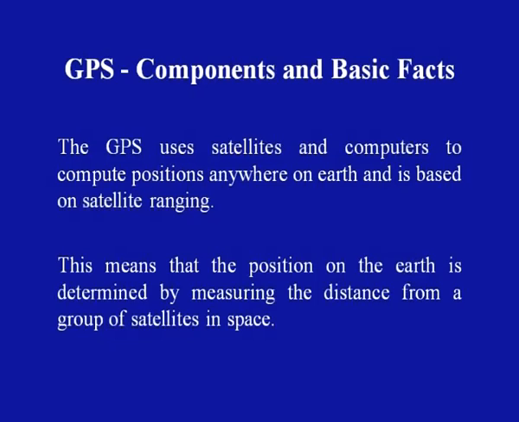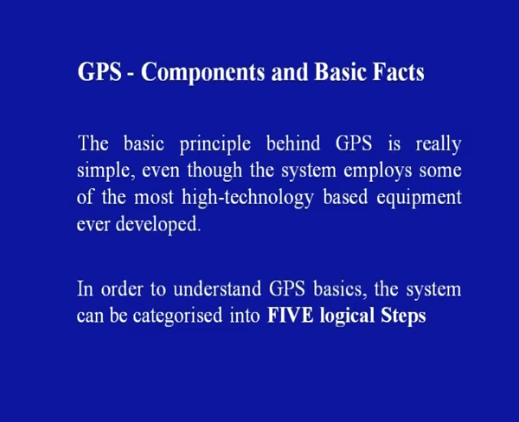With this, let us look at some of the GPS components and the basic facts which are involved in GPS technology. The GPS uses satellites and computers to compute position anywhere on the earth and is based on satellite ranging. This means that the position on the earth is determined by measuring the distance from a group of satellites in space. The basic principle behind GPS is really simple, even though the system employs some of the most high technology based equipment ever developed. In order to understand GPS basics, the system can be categorized into 5 logical steps.